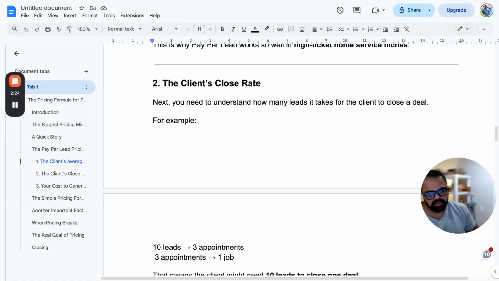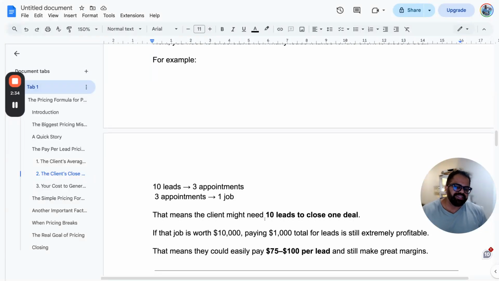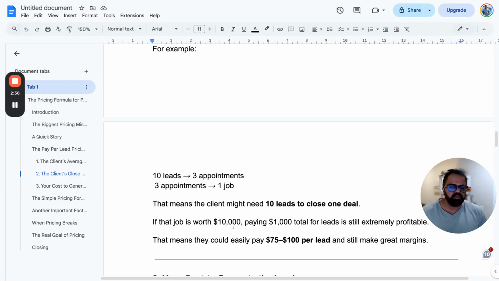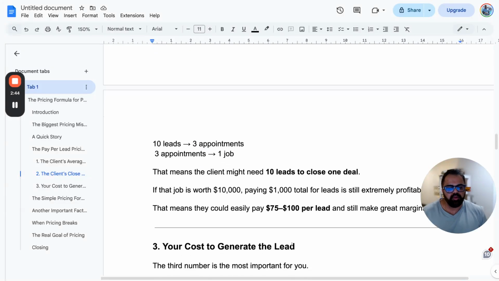Next thing is client close rate. You need to understand how many leads it takes for a client to close a deal. For example, 10 leads equals three appointments, one job. That means the client might need 10 leads to close one deal. If that job is worth 10,000, paying $1,000 for those leads is extremely profitable. That means you could easily charge 75 to 100 bucks a lead and still leave great margins.